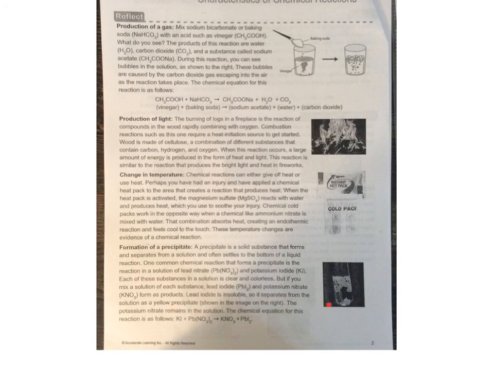It's shown right here in this image, but it's not in color. That's why I gave you that video. The potassium nitrate remains in the solution. The chemical equation for this reaction is as follows, right here. Now remember, the reactants are always on the left-hand side, and the products are always on the right-hand side.